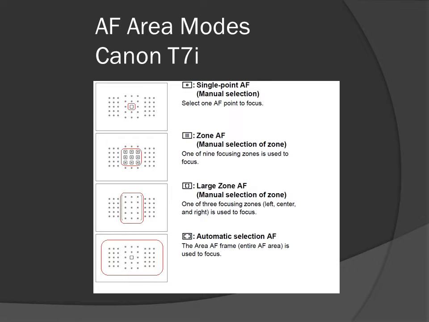Autofocus area modes, Canon T7i. These are the 4 AF area modes that the Canon uses. Top, single point, just one of its focus points. Second one, it's a zone AF with a 3x3 matrix. Third, Canon calls it a large zone. It has a 3x5 matrix: 3 AF points horizontal, 5 AF points vertical. Auto selection is everything, all the autofocus points that the Canon has.